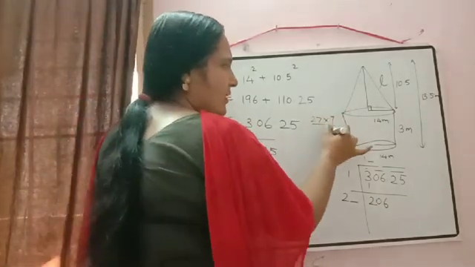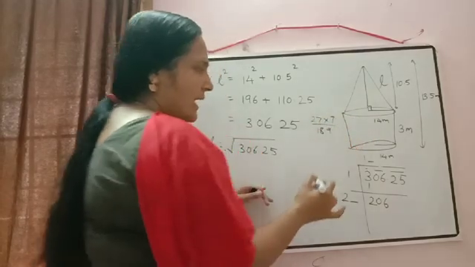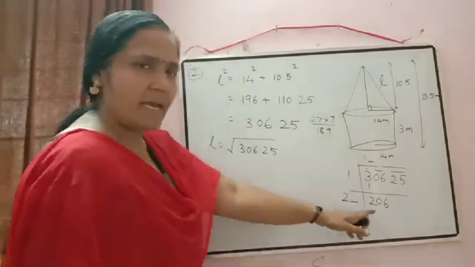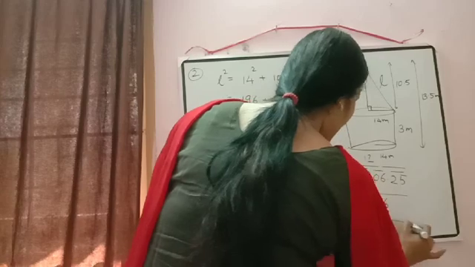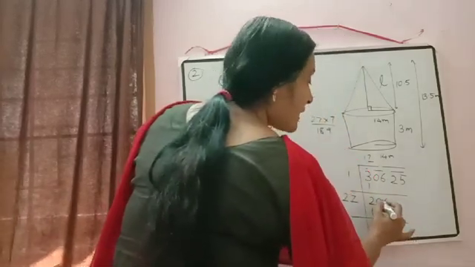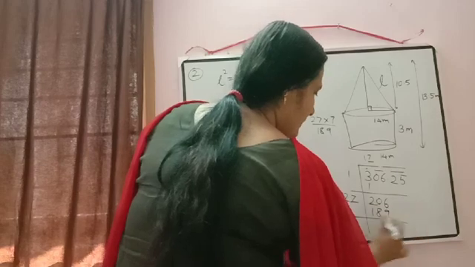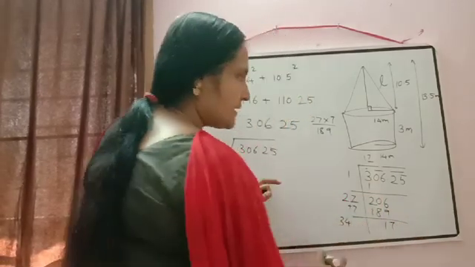7 sevens are 49. Carry over 4. 7 twos are 14 plus 4, 18. Yes, 189 is nearer to 206. So we will write here 7. Then here it will be equal to 189. Then subtract it. 16 minus 9, 7. 9 minus 8, 1. Then here 27 plus 7. So that will be equal to 34.